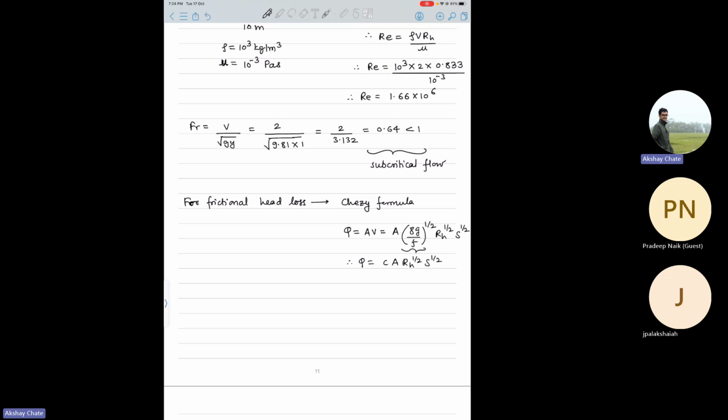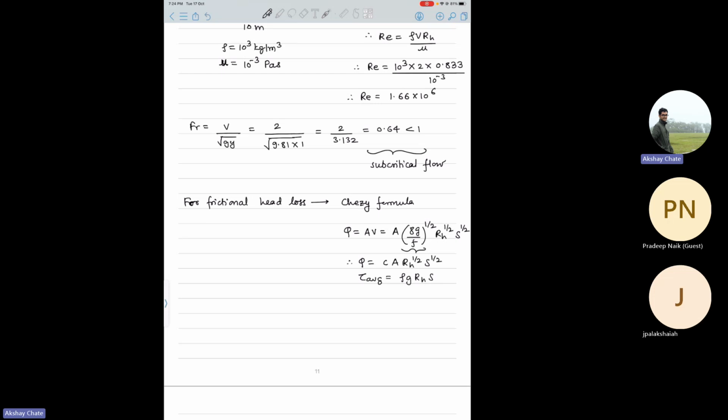And then you can have an average frictional stress or shear stress, which is nothing but rho g hydraulic radius into the slope. So these formulas are given by Chezy.